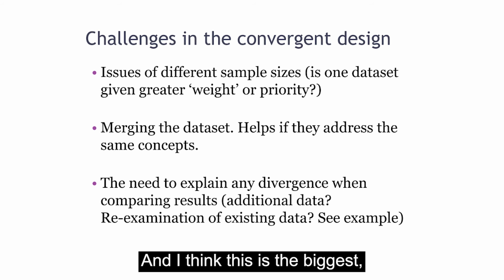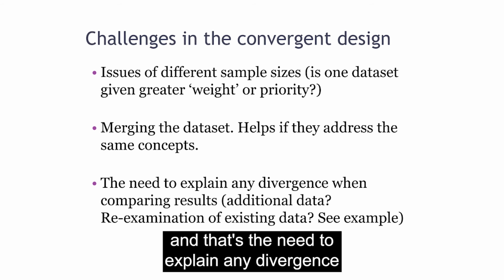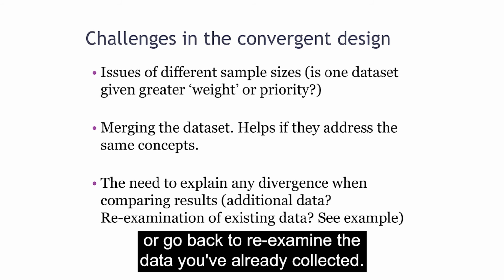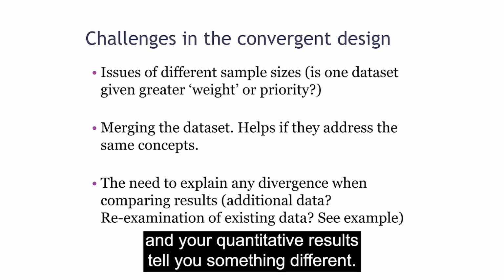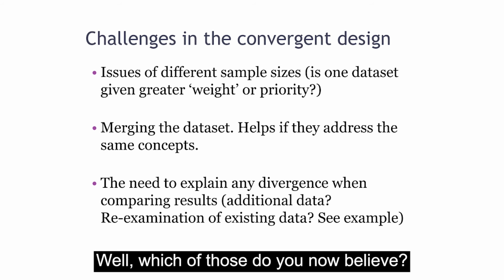And I think this is one of the biggest challenges with mixed methods, and that's the need to explain any divergence when comparing results. And that might lead you to go back and collect more data, or go back to re-examine the data you've already collected. So it's when your qualitative results tell you one thing and your quantitative results tell you something different. And then that begs the question, well, which of those do you now believe?